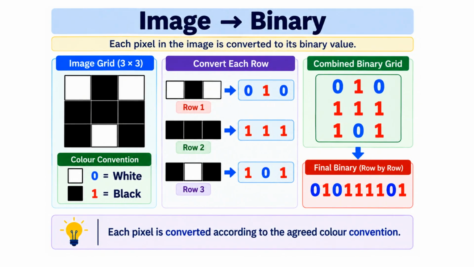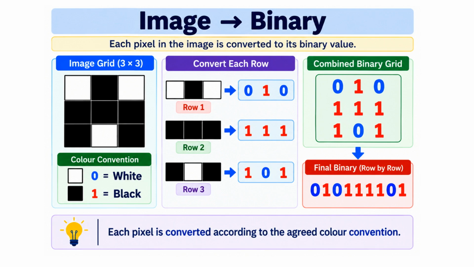Now let's perform the process in the opposite direction. This time, we start with an image and convert it into binary data. We use the agreed color convention. 0 represents white and 1 represents black. Now we convert the pixels one row at a time. The first row becomes 0, 1, 0. The second row becomes 1, 1, 1. And the third row becomes 1, 0, 1.